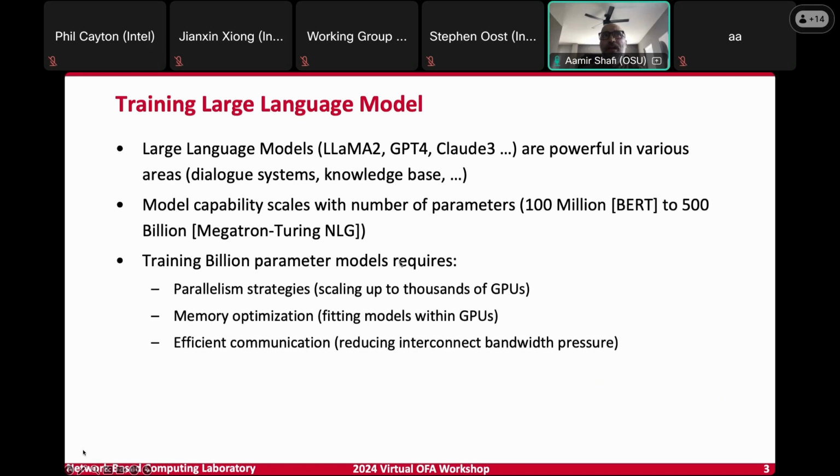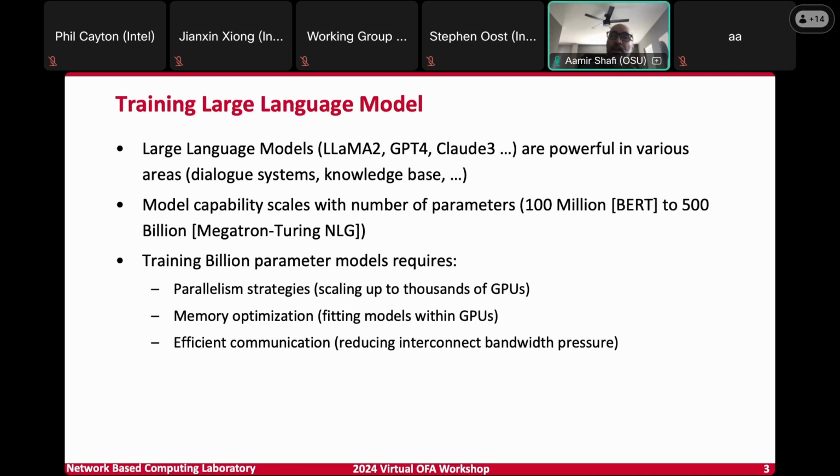Large language models, as all of us know, are proving to be really efficient and powerful in different domains, natural language processing, computer vision. I think the capability of these models is dependent on the number of parameters. So, the more parameters, apparently these language models are smarter and are able to perform better than their versions that work with a smaller number of parameters.